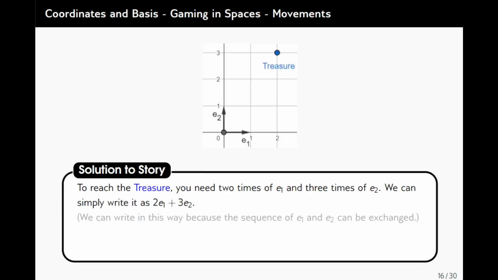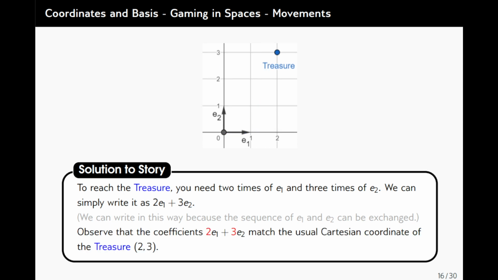It's kind of easy, right? You just go right, up, right, right, up. So you are doing two times of this and three times of this. I write it this way because you can do right, up, or up, right, so you can interchange the order. So I write it with an addition sign.